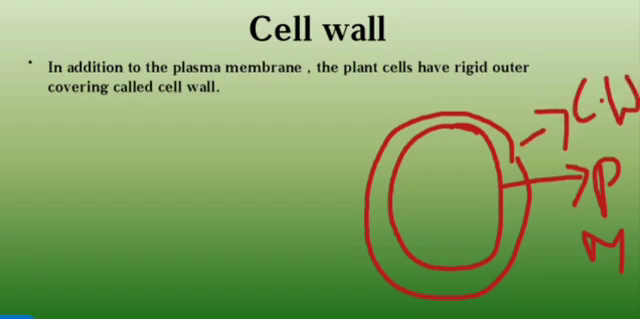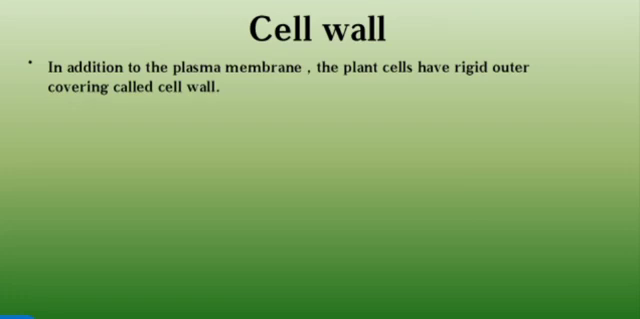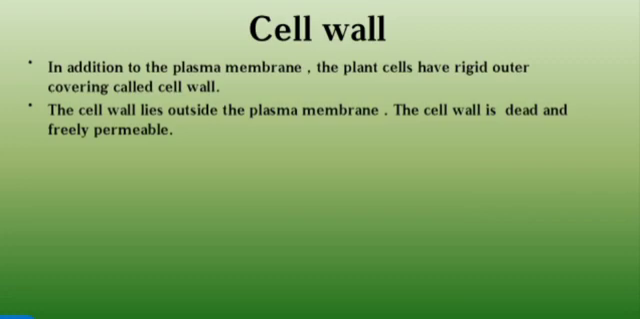Why is it called rigid? It is a not flexible layer. So it is called a rigid outer covering called the cell wall. In addition to the plasma membrane, the plant cells have a rigid outer covering called the cell wall. And we know that the cell wall is present only in plant cells. The cell wall lies outside the plasma membrane, and the cell wall is dead and freely permeable.